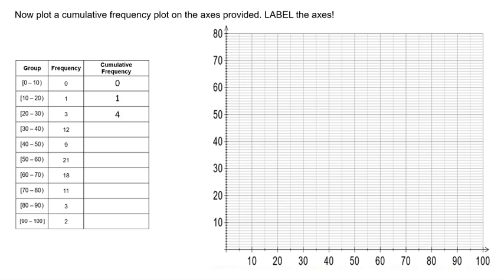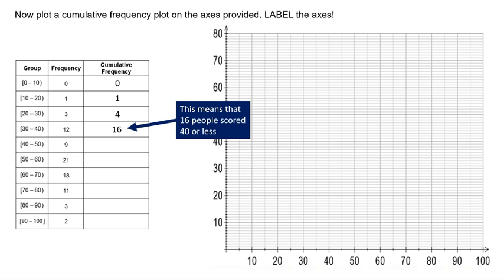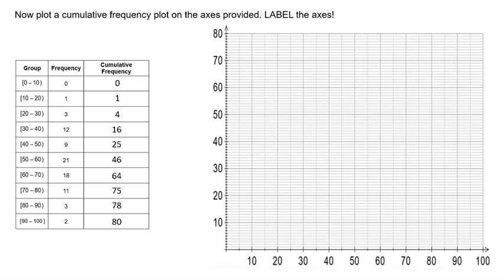So what this 4 tells us is that so far we've had a total of 4. To get the next entry in the cumulative frequency, we take the previous cumulative frequency and add 12. So it's just accumulating, right? And what that 16 is actually telling us is that 16 people scored 40 or less. Right, so we complete the table. The number at the bottom of the cumulative frequency column is our total number of data points.